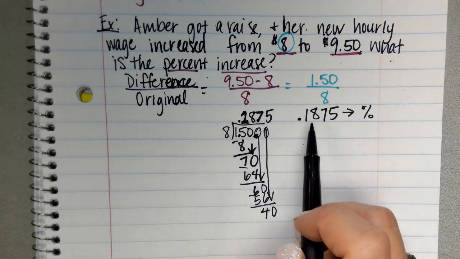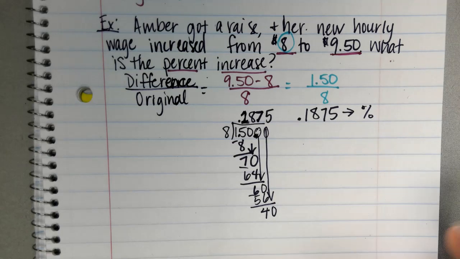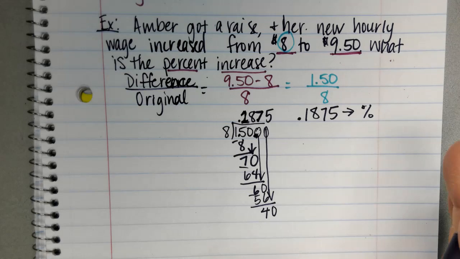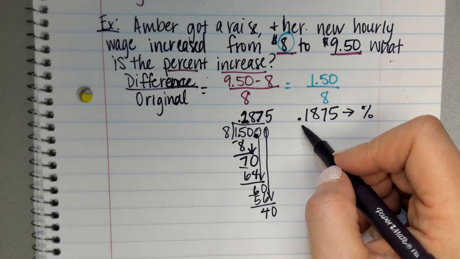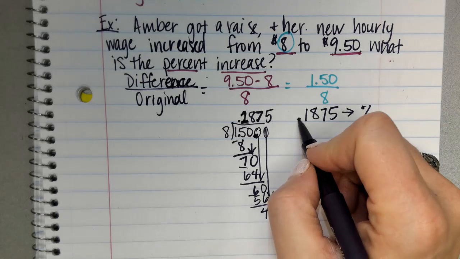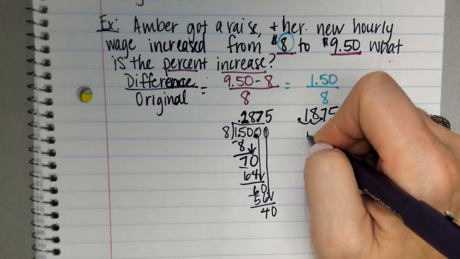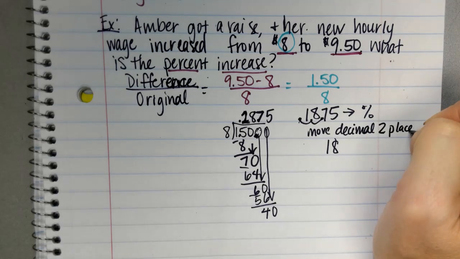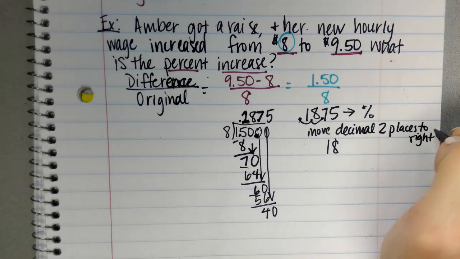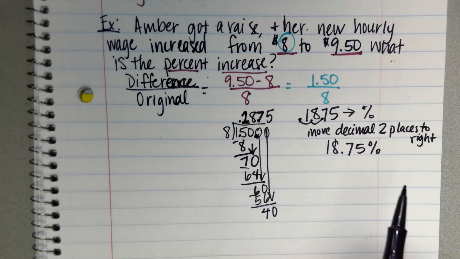Okay? What we're really doing when we put it into percent is we're multiplying it by 100 because there's 100 percentage points in a percent. It's the most you can have. So when we multiply anything by 10, we move the decimal one place. When we multiply it by 100, we move it 2 places. So we're going to move the decimal over 2 places. Move the decimal 2 places to the right to go from decimal to percent. And now we have 18.75%. This is your answer.